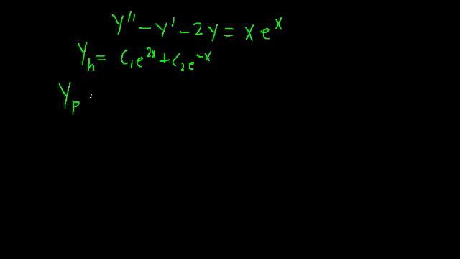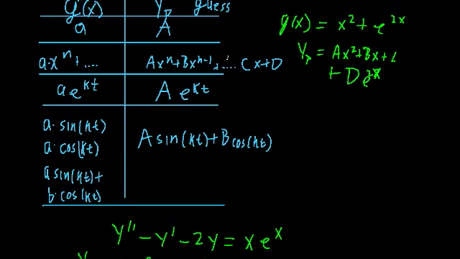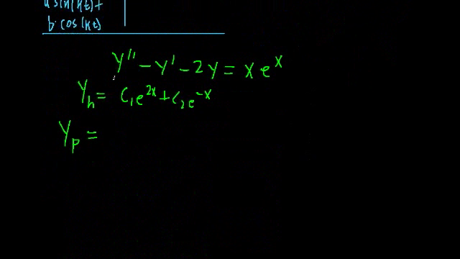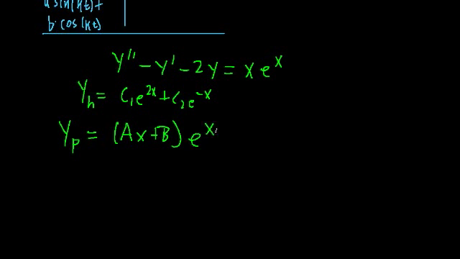Now, let's try and guess a particular solution. Since this has a polynomial term multiplied by an exponential term, let's try out the appropriate guess for a polynomial term times the appropriate guess for an exponential term. In other words, let's try out the particular solution, a times x plus b, all of that times e to the x. So let's just see if this works.